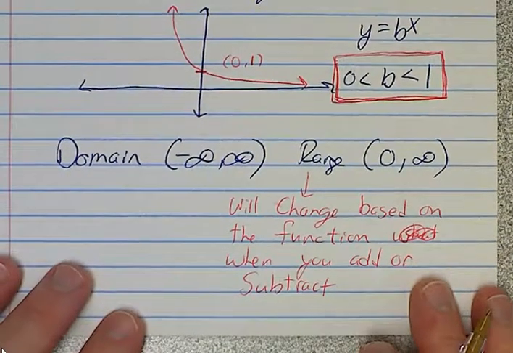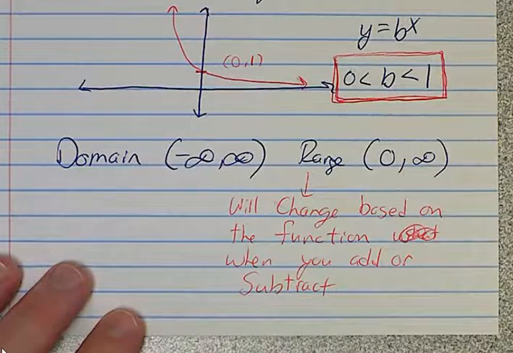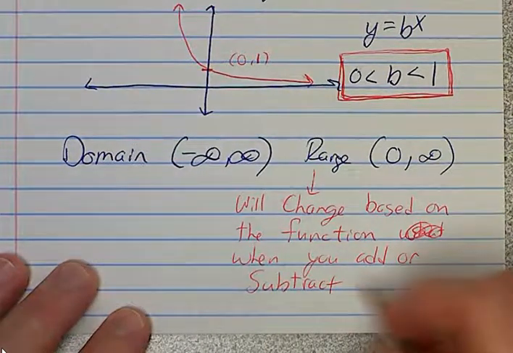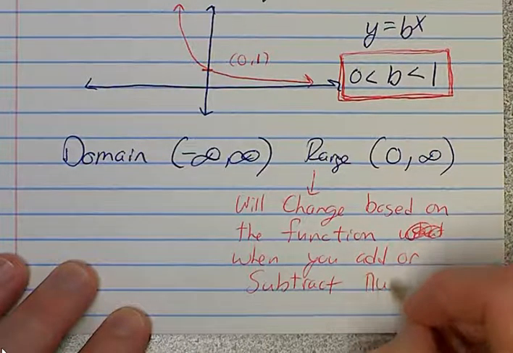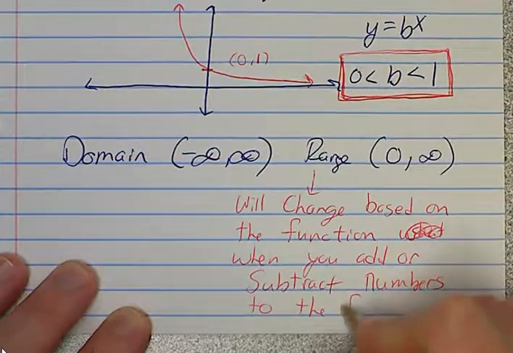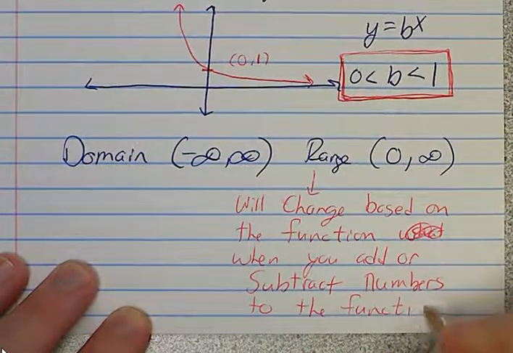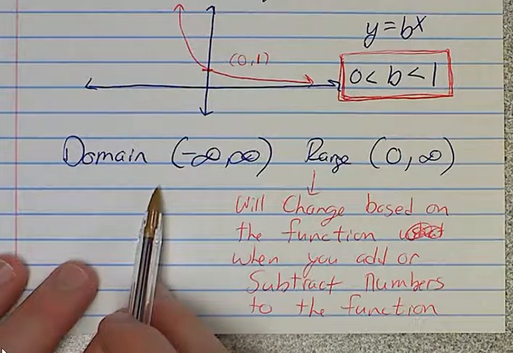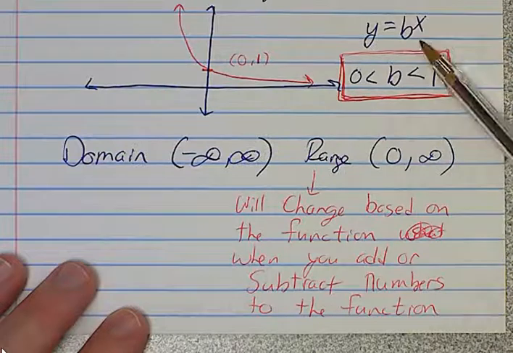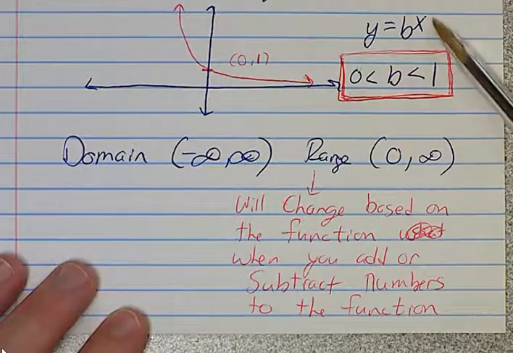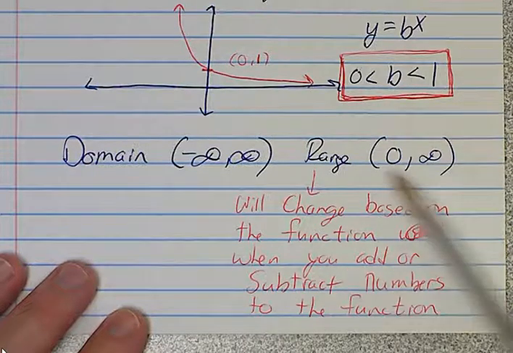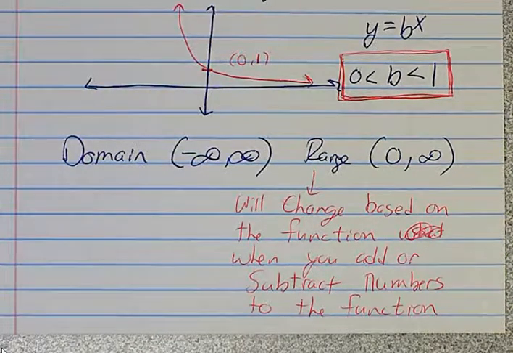So with the range, it's going to change based on the function when you add or subtract numbers with the x. Now, the domain is going to always be negative infinity to infinity. That part's not going to change. But the range, if we start adding and subtracting numbers to this expression up here to be the x, if we start adding a +2 or a -3 or something, then this is going to change this range because you're going to have to start adding and subtracting numbers to it.